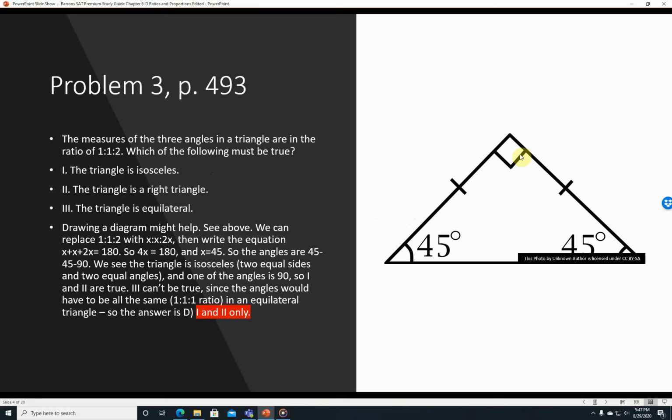Number 2, it's a right triangle. Why? Because we know one of the angles is 90 degrees. We figured it out algebraically. The triangle is equilateral. Well, no, that can't possibly be true, because if it's equilateral, it's also equiangular, which means these 3 would all have to be the same. This would have to be 60, this would be 60, this would be 60, because all the angles would have to be the same. So it'd be 180 over 3, which is 60. Since that's not true, 3 is false, so it has to be answer D, 1 and 2 only.